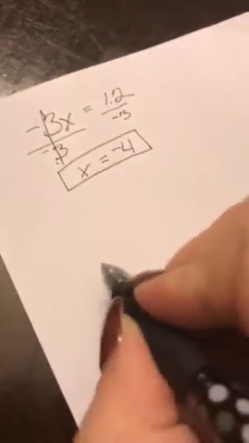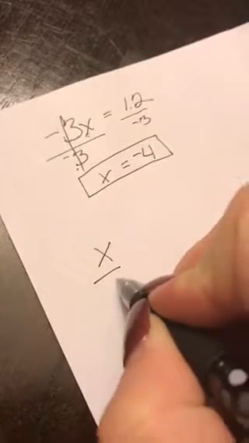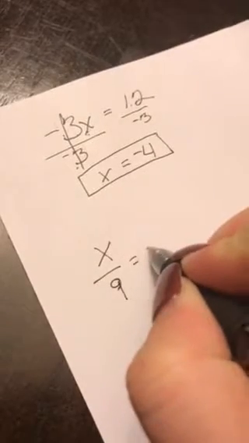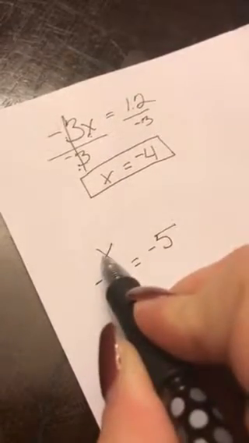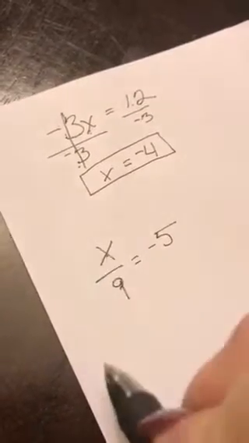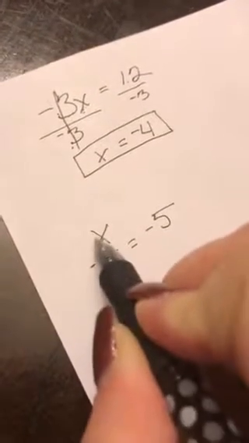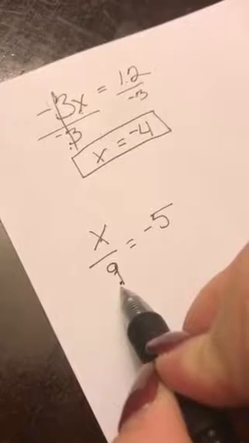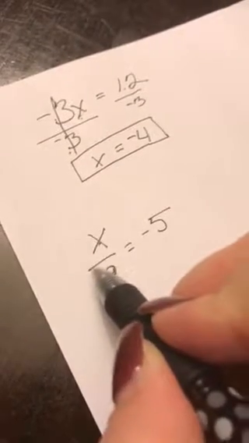Okay. Now let's take a look at another example where we have x over 9 equals negative 5. So again, we're trying to get the variable by itself, which means we need to get rid of this 9. In order to do that, we need to do the inverse operation. But the inverse operation of what? Well, let's look. What operation is here?